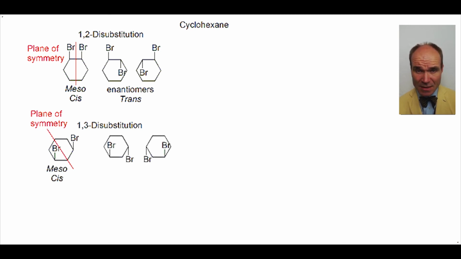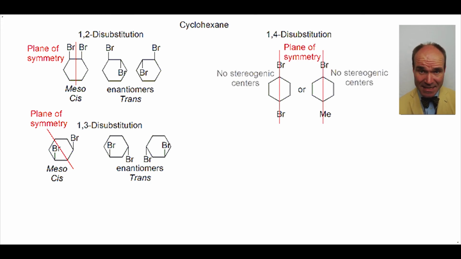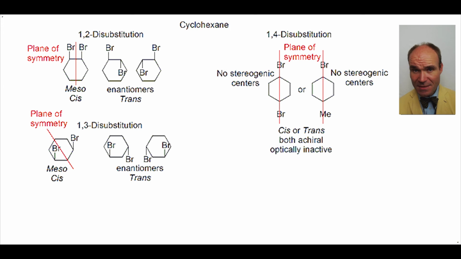The diastereomers of this share a mirror image, and thus they're enantiomers. The bromo groups are in a trans relationship with each other. The case of 1,4-disubstitution, either where the substituents are the same or different, both have a plane of symmetry. Neither has any stereogenic centers. This is true for either the cis or the trans stereoisomers. They are achiral and optically inactive. The cis isomer isn't meso, such as this molecule.